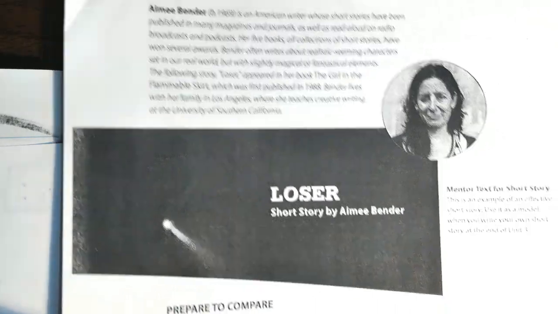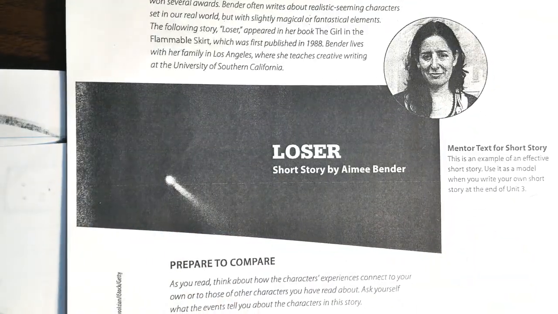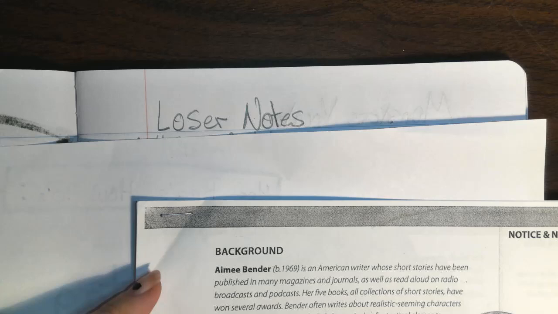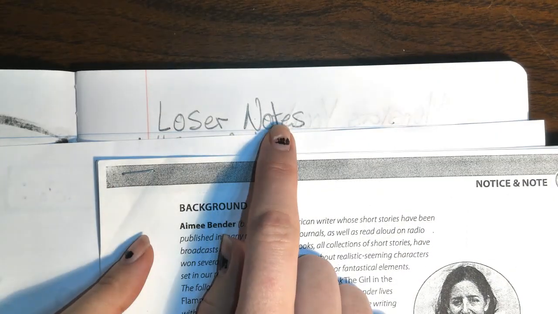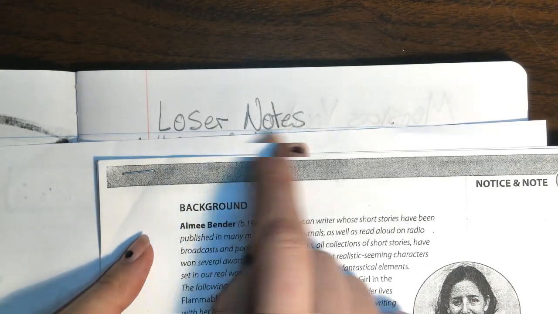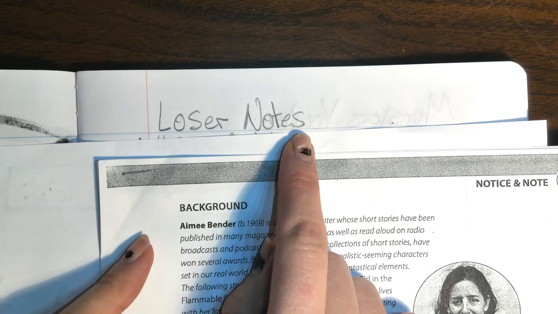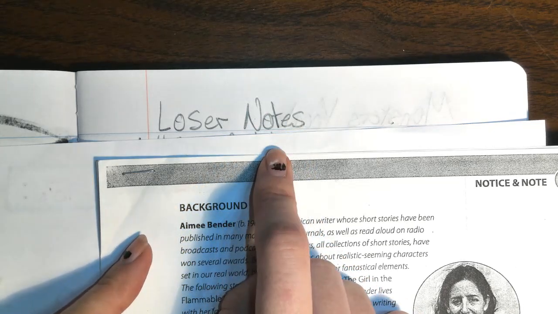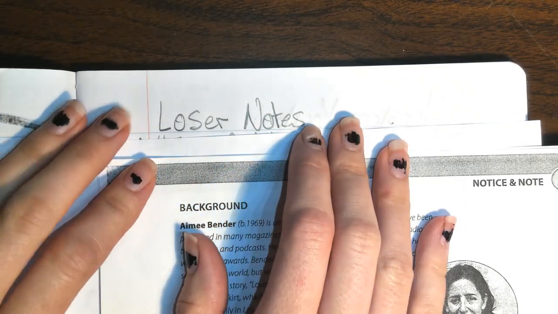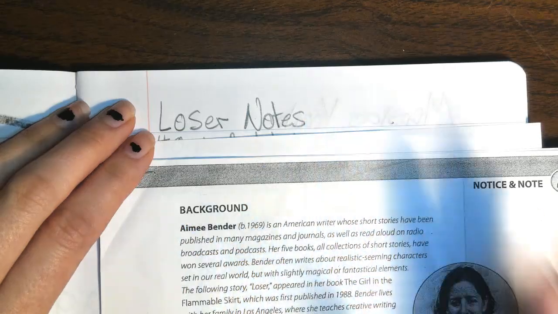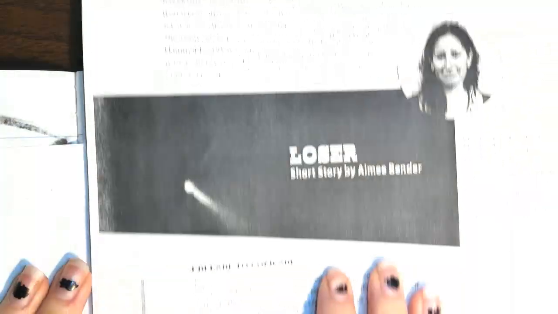Presumably you have already previewed the text, but you haven't started reading. So, again, I give myself a title. In this case, it's Loser, and then notes. This is a blank page strategy. You can use this for the STAR test. Then, I go about reading the first paragraph.